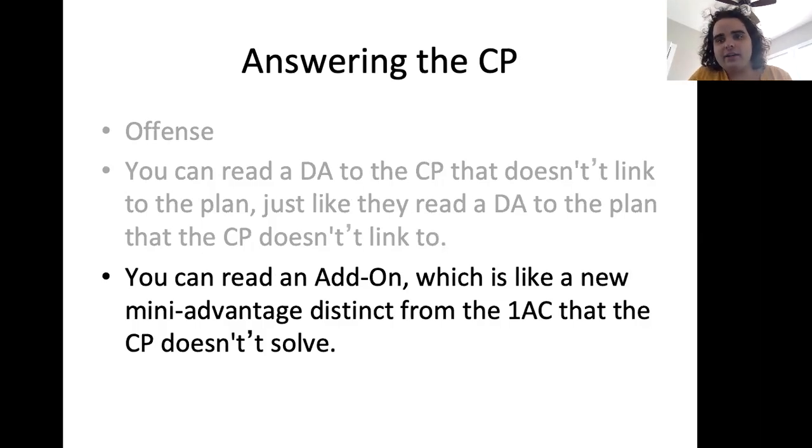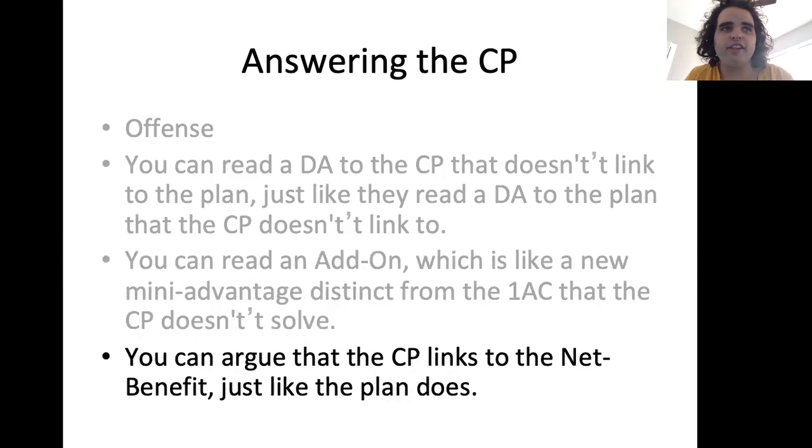You can also read an add-on, which is a fancy term for just a short advantage, right? Like one, maybe two cards, two pieces of evidence, a small, tiny advantage that's distinct from the 1AC advantage. So let's say in the 1AC you were talking about over-policing, and maybe you're talking about terrorism, right? So in the 2AC you might want to say, hey, also, the plan would reduce gun violence, would reduce gun crimes and such, right? So it's distinct because it's not about over-policing, it's not about terrorism, it's a new thing, but it's a new advantage to the 1AC that the counterplan might not solve if it doesn't do anything that can address gun violence, right? So you can read an add-on that the counterplan doesn't solve, so it's a new advantage, right?